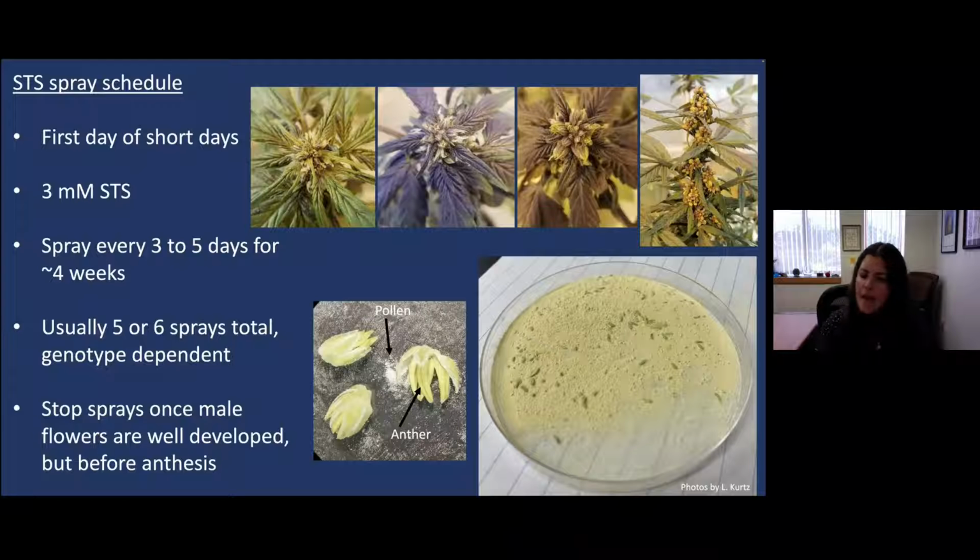Some put out lots of dusty pollen, some don't. And once we see the male flowers are well developed and the pollen sacs are visible, we stop spraying just prior to anthesis or pollen release. We store pollen in the freezer. We've stored it for many months and still have it work. And this is just showing you these pictures Lauren took, showing the progression or the development of male flowers on female plants.